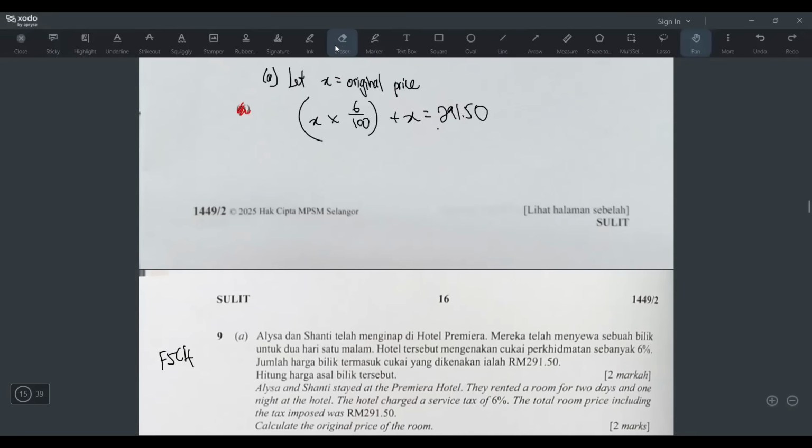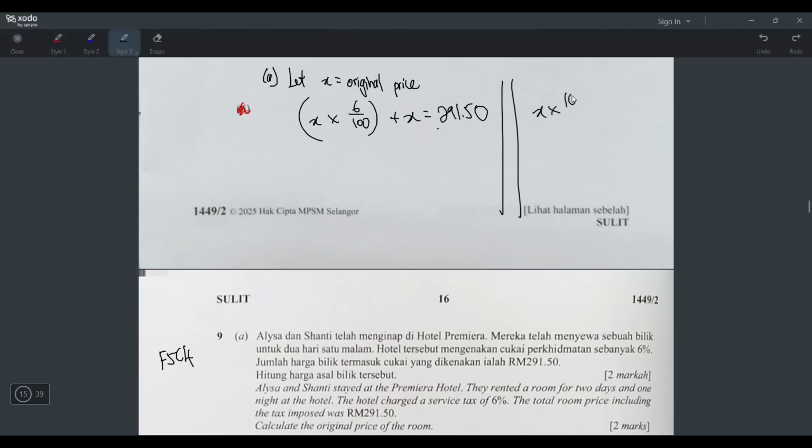But there is a fast way to do it. If you don't want to write like this, you can also write another way, which is X times 106 over 100 equals 291.5. Okay? Both of these are the same thing. The reason why I can write 106% is because 291.5 is actually 6% of X plus 100%, because 291.5 is the price including the tax, right? So I'll show you that both methods will give you the same answer.